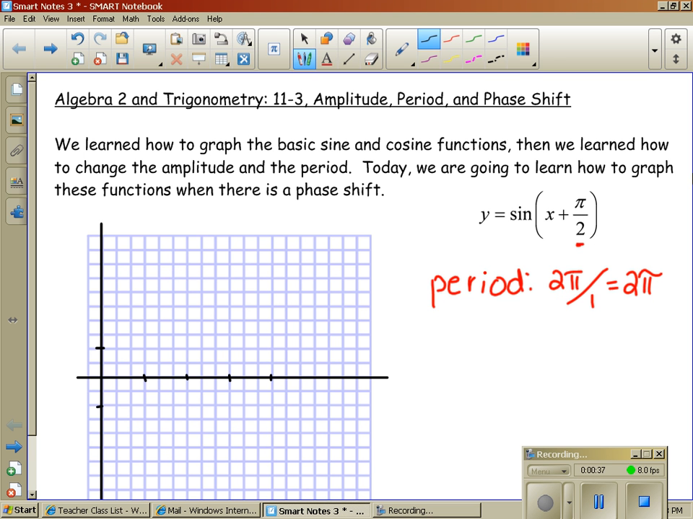So typically when we're graphing, I usually graph the sine function or whatever the function is off to the side, and then use that to help me graph it. Right now I'm going to put it on here. So the normal sine function starts at 0, goes up to 1, down to 0, down to -1, back to 0.